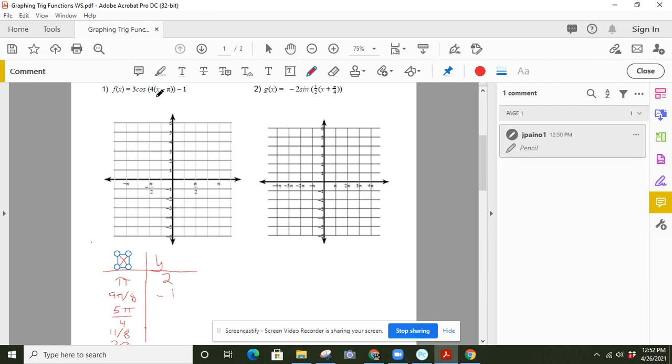Plug in 5 pi fourths. Okay, so 5 pi fourths minus pi is pi fourths, times 4 is pi. Cosine of pi is -1. You get -1 times 3 is -3. -3 minus 1 is -4. Plug in 11, oops, there's supposed to be a pi on there, 11 pi eighths. Okay, so now you're going to get 3 pi eighths times 4, which is 3 pi halves. Cosine of 3 pi halves is 0. So 0 minus 1 is -1.